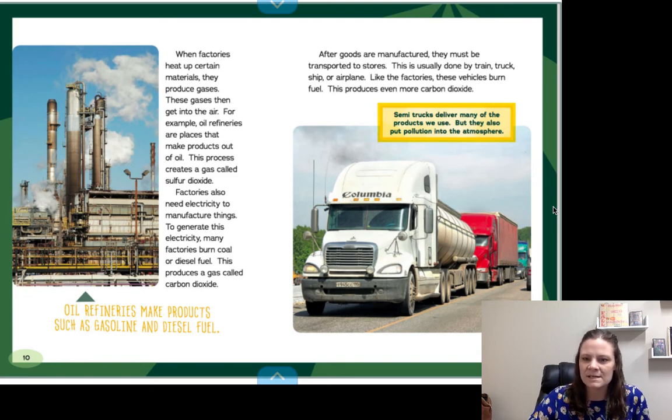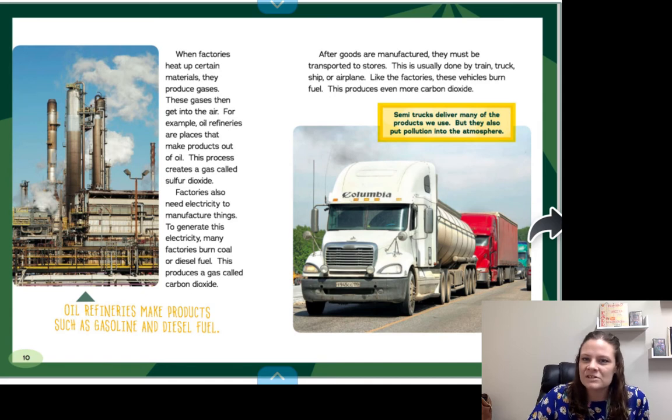What else produces carbon dioxide? Do you know? When we breathe in oxygen, we actually breathe out some waste, and that waste that we breathe out is carbon dioxide. But it's okay because plants breathe it in, and they need it.